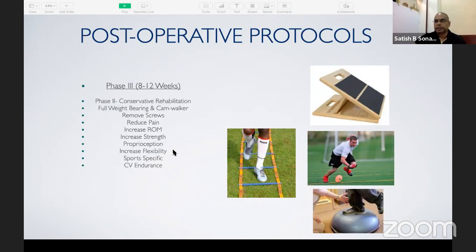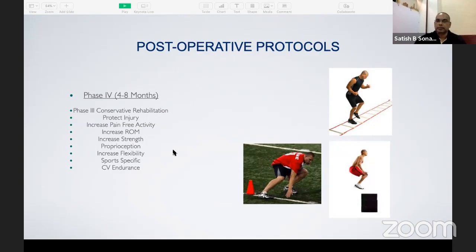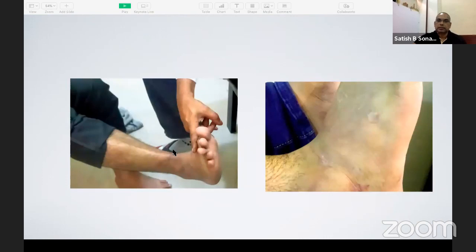And after 3 months, from the 4th to 8th month, the patient will start one leg balancing, zigzag running, and all these types of sports specific activities and endurance training. This is the patient, you can see the full range of motion and very small scar.